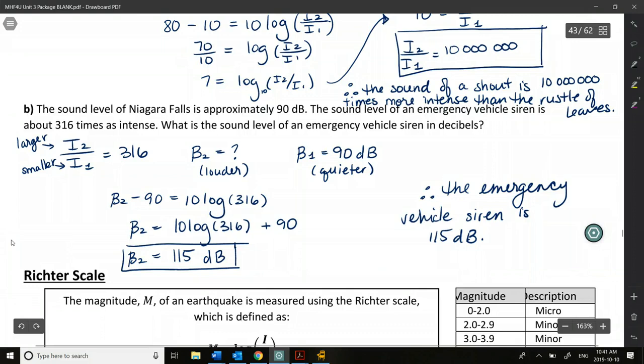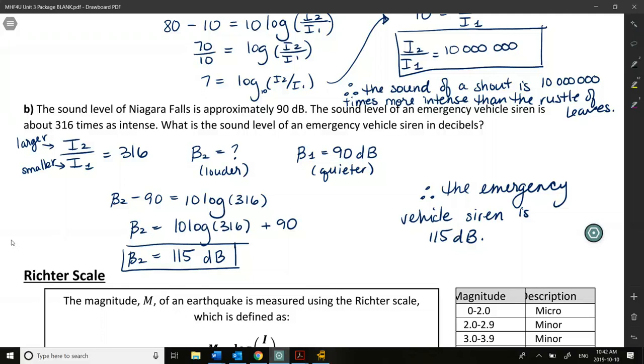Okay, you can also use your common sense by the time you get to this final answer. If we've decided that the emergency vehicle siren is louder than Niagara Falls, of course I should get a higher decibel level. So you can do a bit of a guess and check here if you've entered it in incorrectly into the spaces. If I get something that's less than 90 and I say that the emergency vehicle is louder, that doesn't make sense, right? So use your common sense once you get to the final answer here.